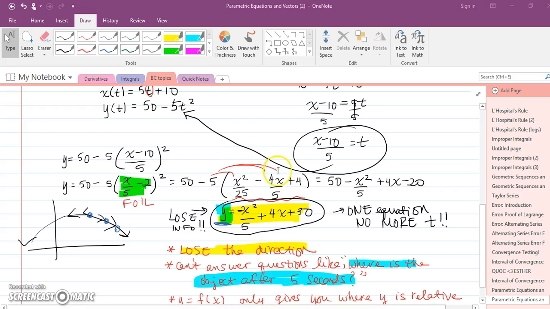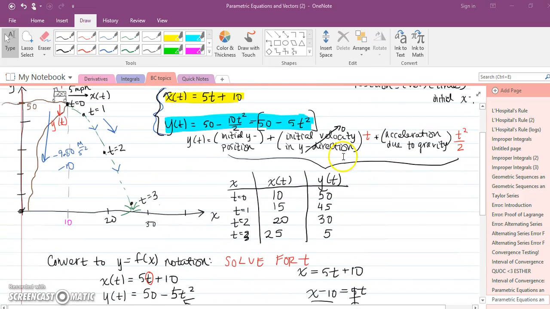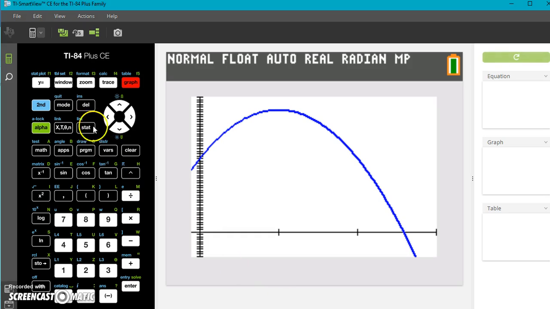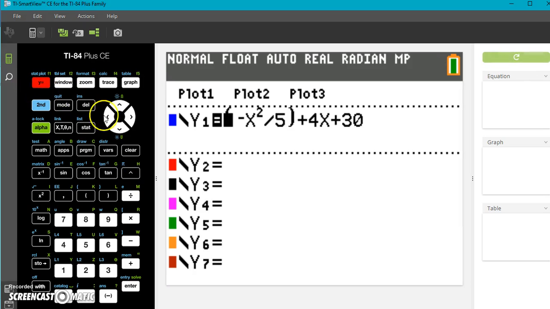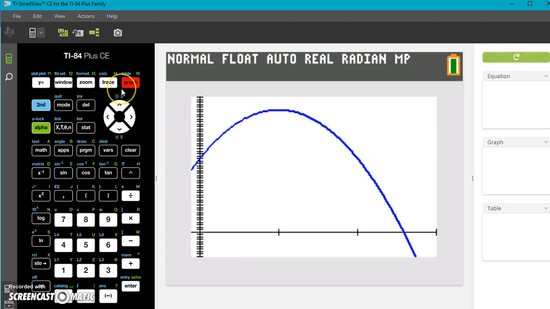So let's go back to where we had our normal y equals f of x notation and our parametric equations for the same exact curve and same scenario, just a different way of expressing it. I'm going to go to y equals and type in my normal function notation, y equals f of x. Now for the window, x here is on the ground, so I went from -1 to 30 and then -10 to 55 because I started at a height of 50, and I graph it here.